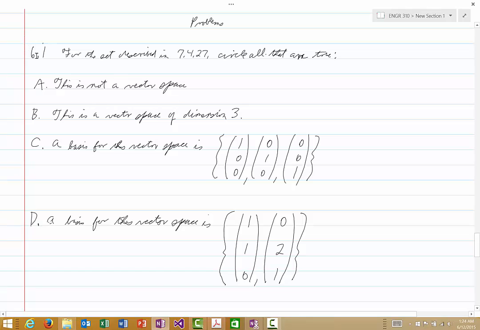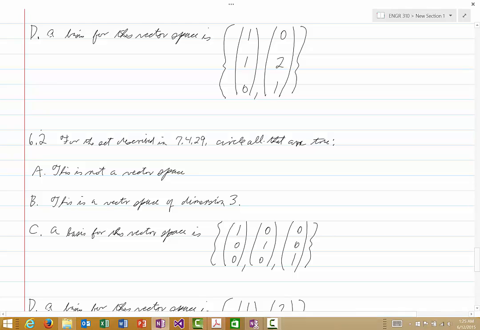Problem 6.1. For the set described in problem 7.4.27, you'll need to look in your book and see what that is. For the set described there, circle all that are true. A, this is not a vector space. B, this is a vector space of dimension 3. C, a basis for this vector space is the set consisting of the three vectors (1, 0, 0), (0, 1, 0), and (0, 0, 1). Or D, a basis for this vector space is the set consisting of the vectors (1, 1, 0) and (0, 2, 1). So that's problem 6.1. Just circle all of those that are true.